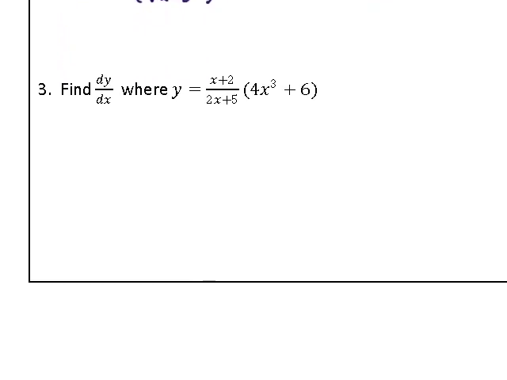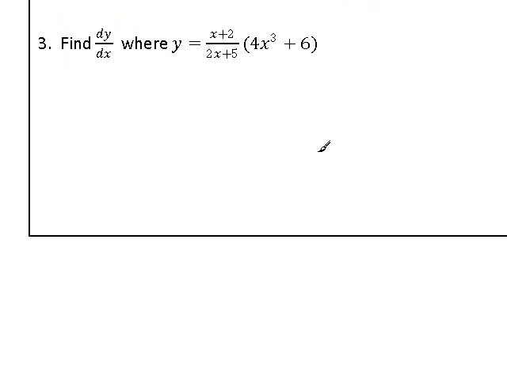Okay, let's look at 3. And what do we have in number 3? Well, here we have a function that's a product, but the first function is actually a quotient. So we're going to use the product rule, but within the product rule, we're going to have to use the quotient rule. So here we're actually using 2 rules. So y prime is equal to, let me write down, the first times the derivative of the second plus the derivative of the first times the second.